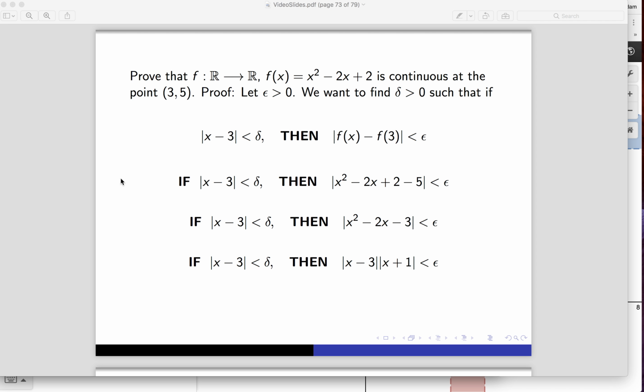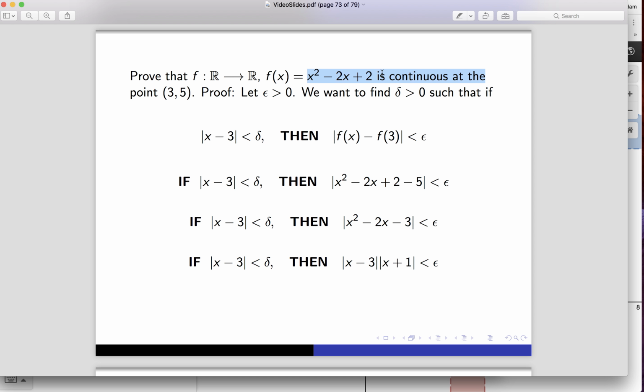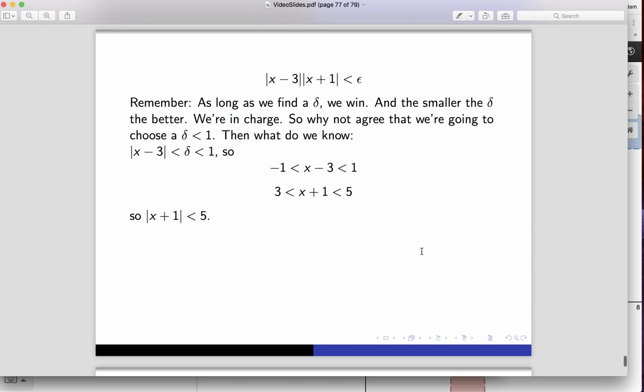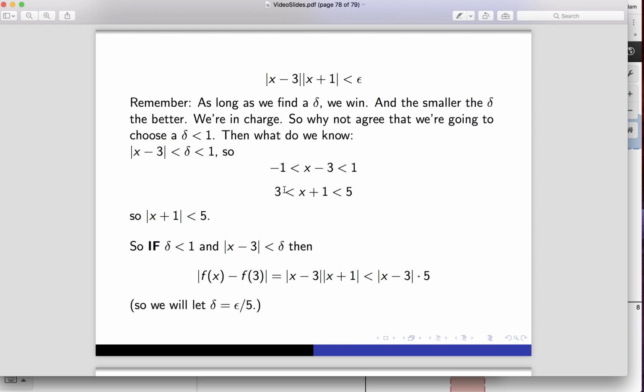And now what I want to talk about, in this function, we had the function x squared minus 2x plus 2, and we wanted to check that it was continuous at the point (3, 5). In that video, we worked through that if our input x is really close to 3, then we somehow want to make this quantity (x minus 3) times (x plus 1) smaller than epsilon. And in the end we had this idea that if delta is smaller than 1, then we can make this quantity x plus 1 be between 3 and 5.